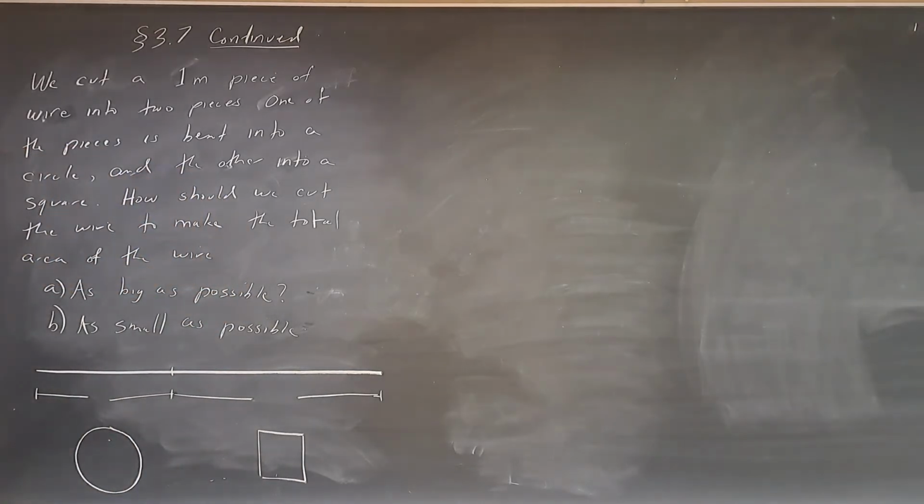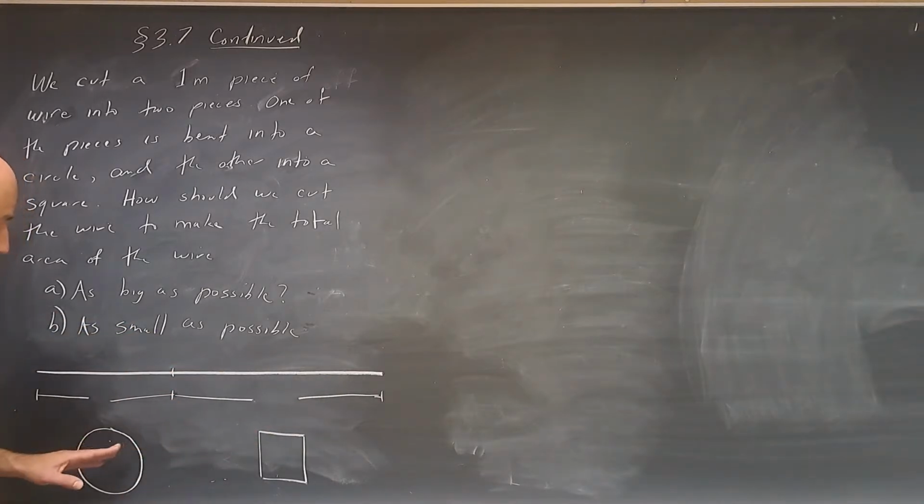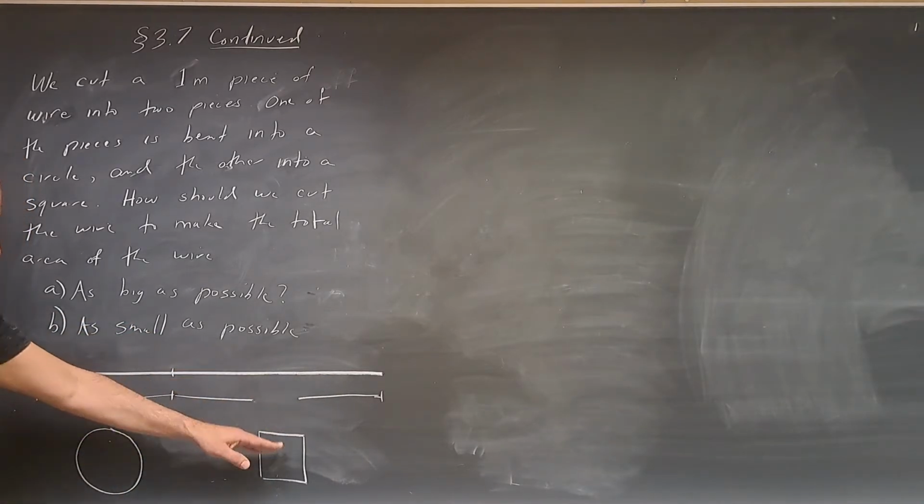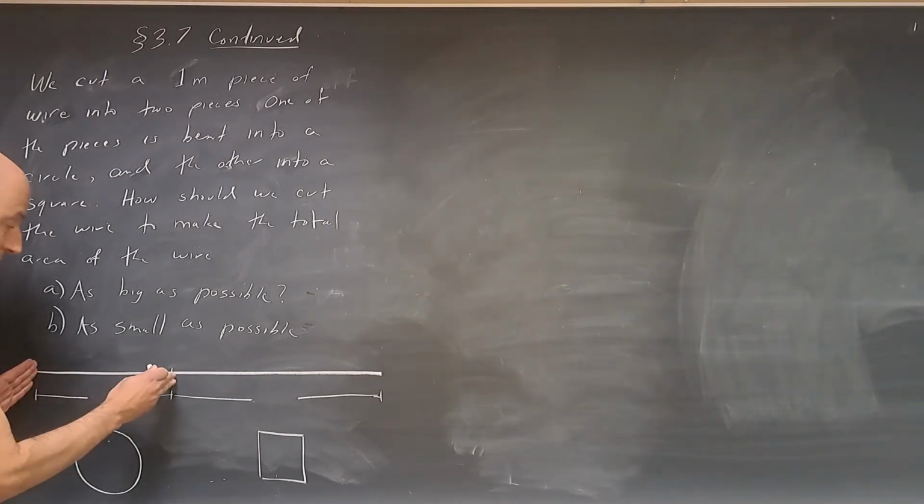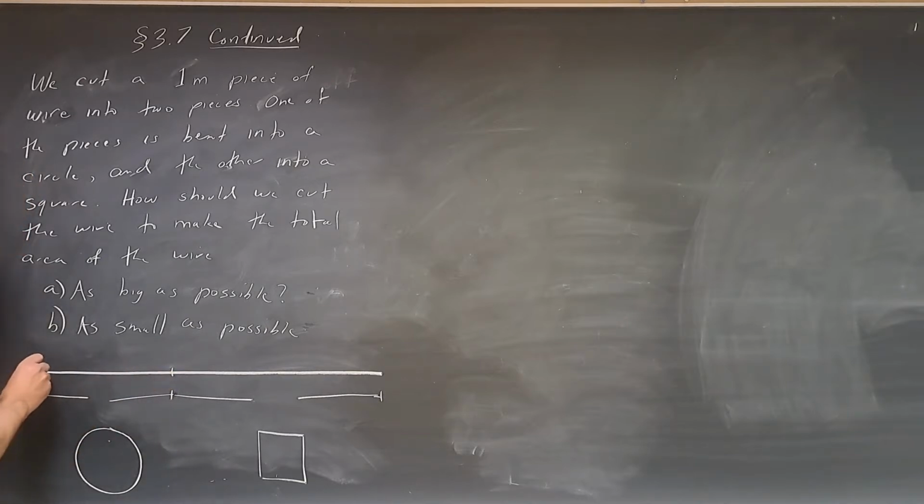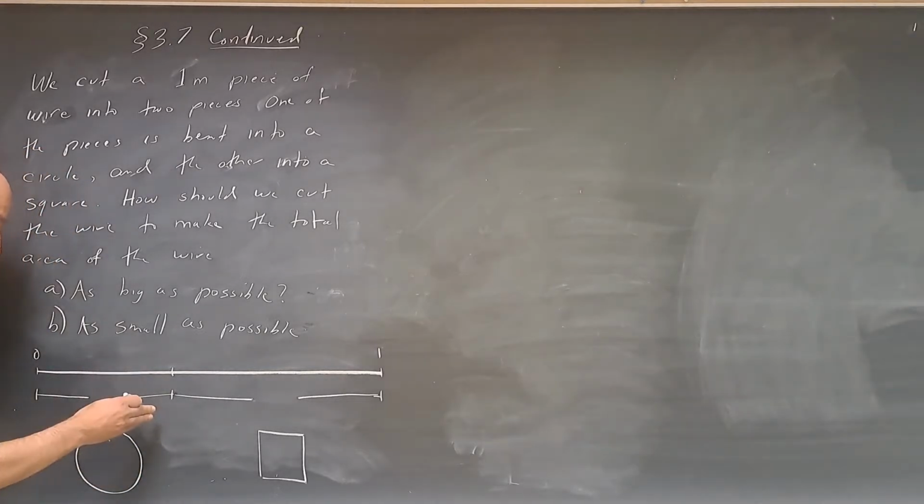And we want to make this as big as possible and as small as possible. So we have our picture, we have the 1 meter piece of wire, and we're going to bend this part into a circle and this part into a square. So step two, let's come up with our variables. What we have a choice about is where to make this cut, anywhere from the left-hand side, which is 0, to the right-hand side, which is 1. We're going to make a cut.